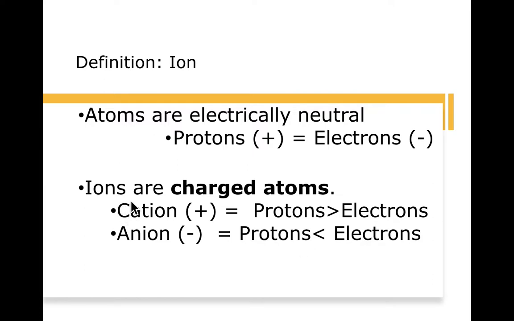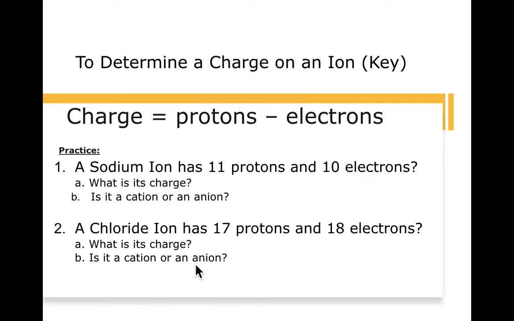Now, the way an atom becomes an ion is by gaining or losing electrons. So a cation will lose electrons in a chemical reaction, and an anion will actually gain, and that's how they get their respective charges. So the key here to determine the charge on an ion is the charge will equal the protons minus the electrons. Okay, it's actually adding the two together, but adding a negative is the same as subtracting.